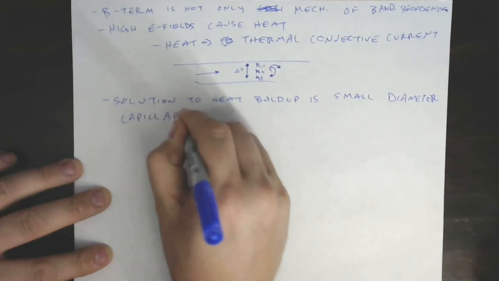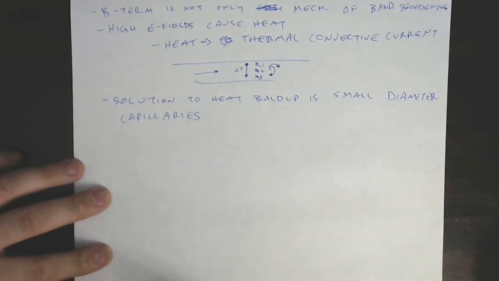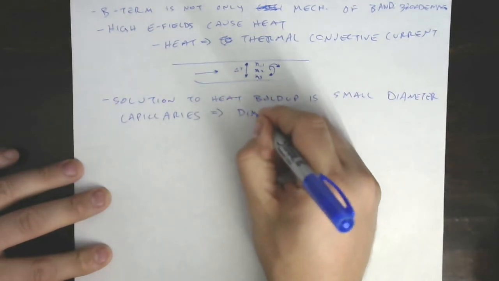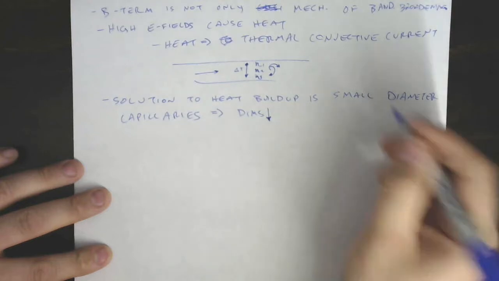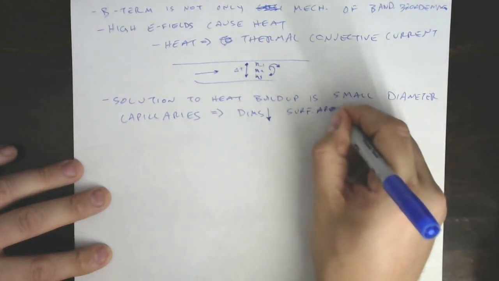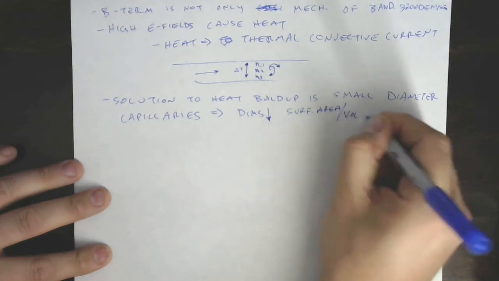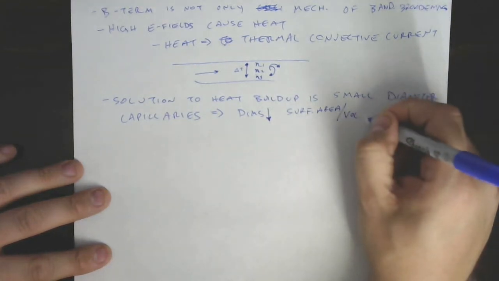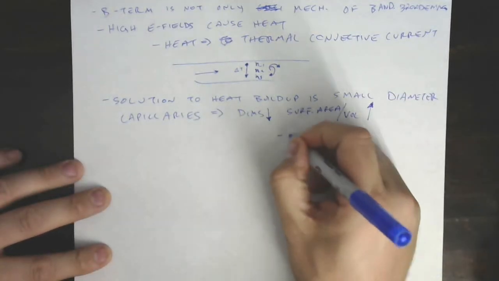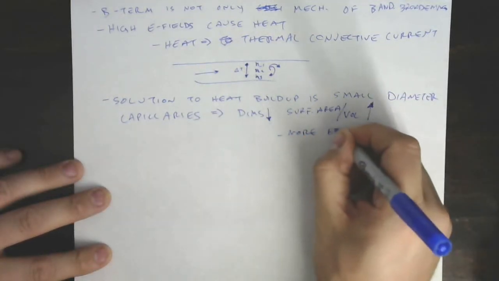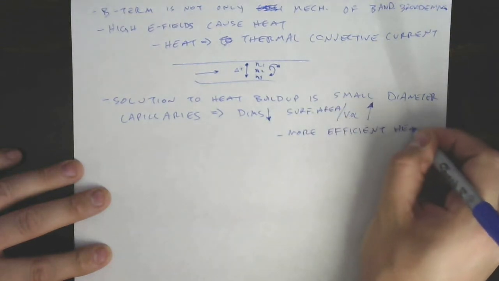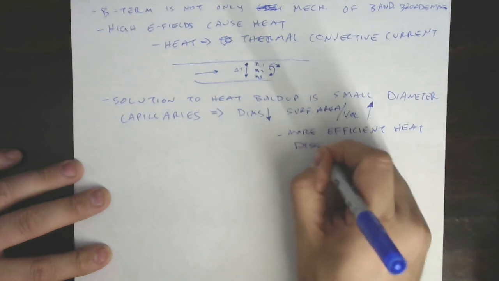And the reason for this, we've talked about this at least one time before this semester. It's that as dimensions go down, the surface area to volume ratio goes way up. And that means more efficient heat dissipation.